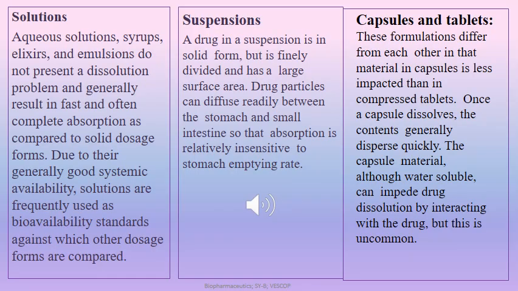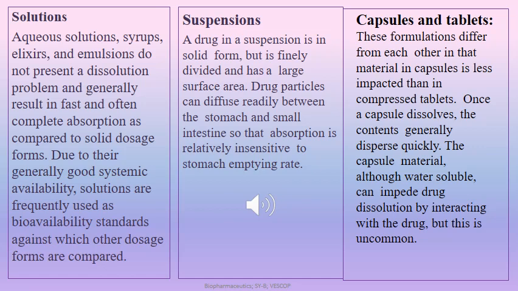When a drug is in the form of a solution, of a monophasic solution, such as syrup or elixir, it is most rapidly absorbed. Why? Because here drug dissolution step, which is the rate limiting step, is absent. The drug is already in the dissolved state in the vehicle.